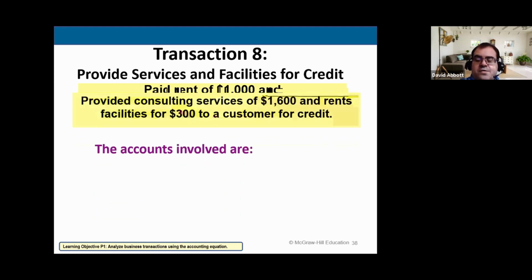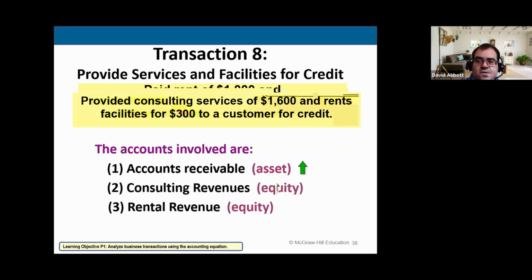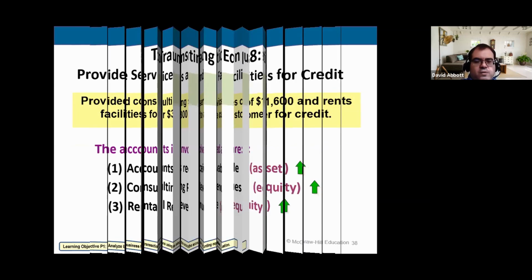And then you provide consulting services of $1,600 and rent facilities for $300 to a customer for credit. So our accounts receivable, that's an asset that's increasing because we have a promise to pay from our customer. And consulting revenue is going to increase, and rental revenue is going to increase. And so in this case, our accounts receivable would be a debit, and then we would credit consulting revenue and rental revenue.